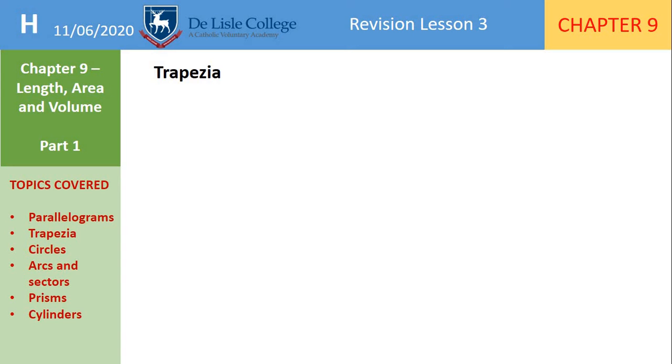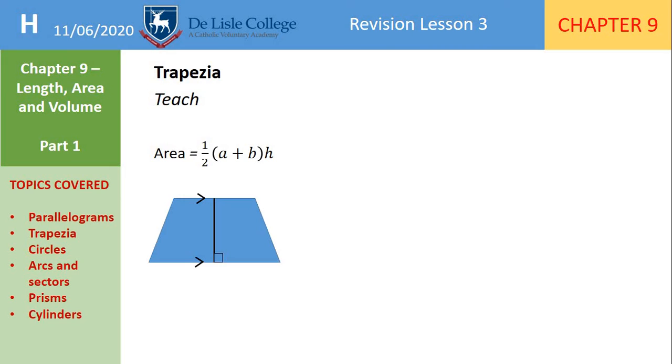Next, trapezia. So that's the plural of trapezium. This is the formula for the area, half of a plus b times by h. Here's a trapezium. Now a and b are the parallel sides, and in this diagram they are labelled with the arrows. And h is the height, but that will always be perpendicular to the parallel sides. So we've got some lengths labelled. We're not going to need that 5 centimetres.